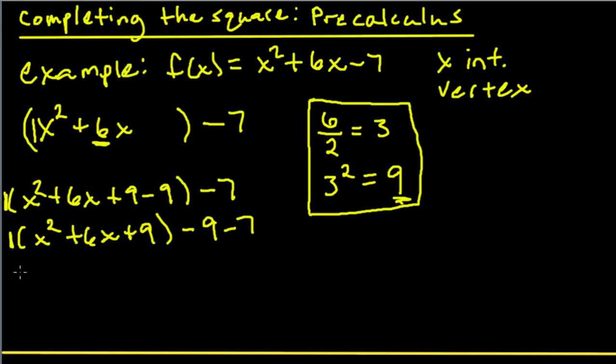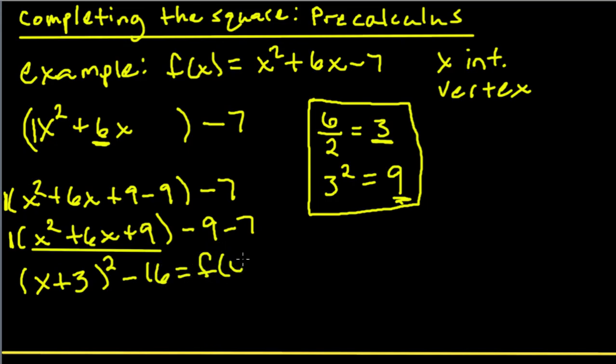Alright, so this right here is actually now a perfect square. We'll always put an x, and then we look back at our toolbox, and since this is positive 3, we'll put plus 3, and square it. And then negative 9 minus 7 is negative 16. So now we have rewritten the function in a different manner.